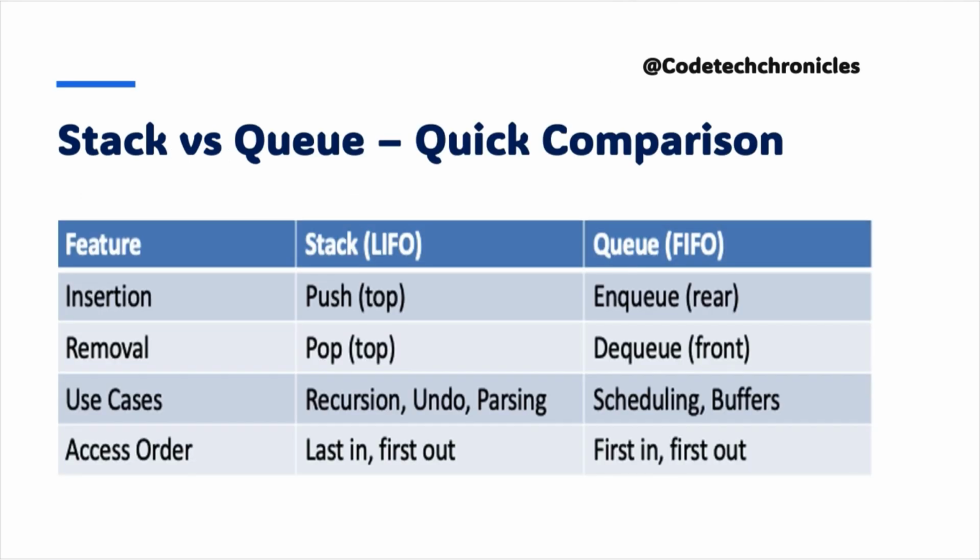Stack versus queue, a quick comparison. Let's wrap this up with a side by side comparison. For insertion, a stack uses push on top and a queue uses enqueue at the rear. For removal, a stack uses pop at the top, a queue uses dequeue at the front. Use cases of stacks are undo, parsing, and recursion, while for queues it's scheduling and buffering. Access order for a stack is last in first out and for a queue is first in first out. Both are powerful and foundational for solving real world coding problems.